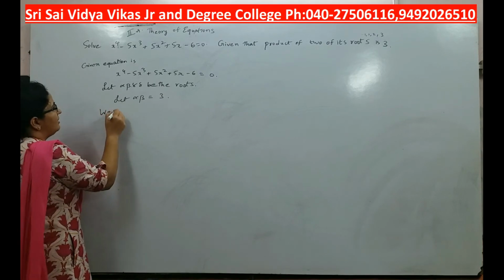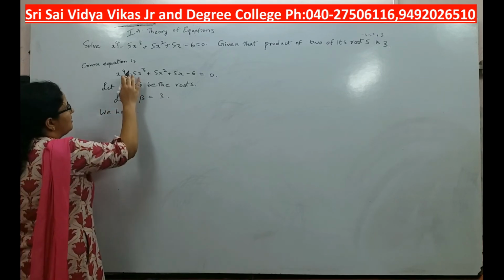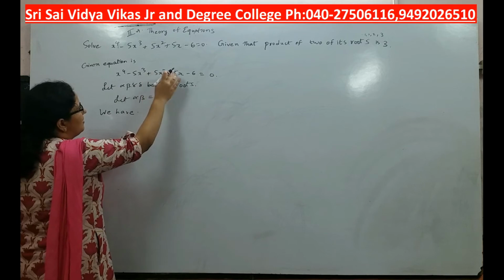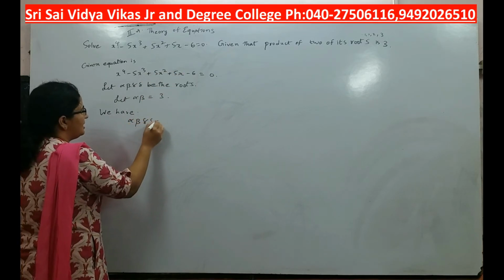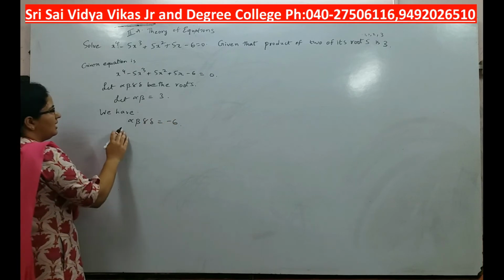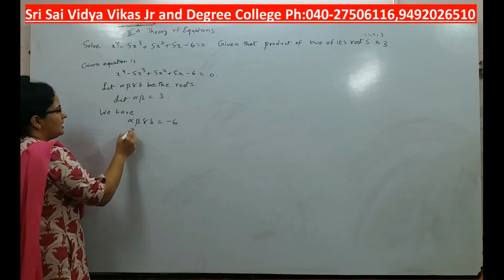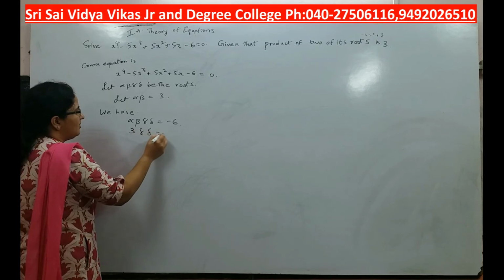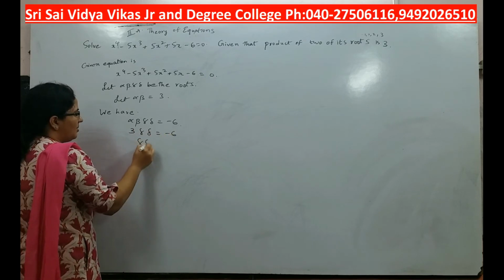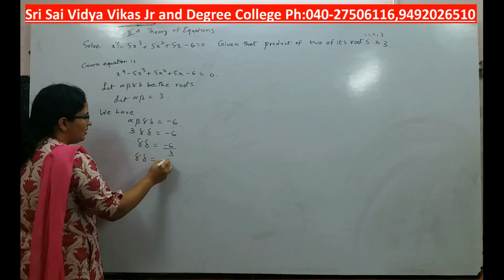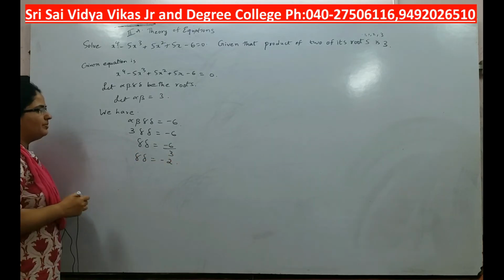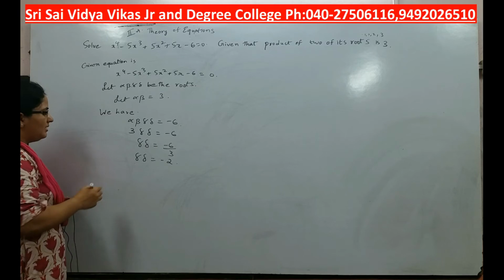We have alpha beta gamma delta is equal to minus 6. We have called alpha beta as 3, so 3 gamma delta is equal to minus 6, gamma delta is equal to minus 6 by 3, gamma delta is equal to minus 2.